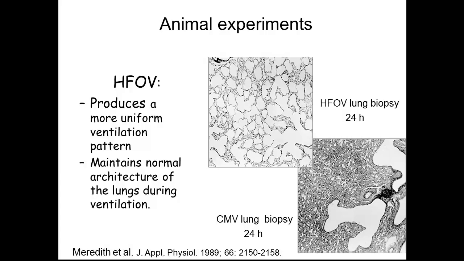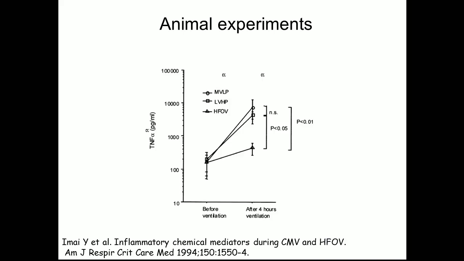So these are the early HFOV papers, showing relative preservation of the lung architecture as compared to significant destruction and edema whilst these animals were on conventional ventilation. And this is from Imai and Arthur Slutsky's group again. If you oscillate them, you have less release of cytokines as compared to conventional ventilation. So theoretically, in the animal world, it was perfect.